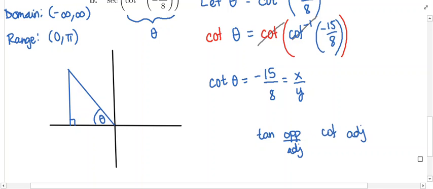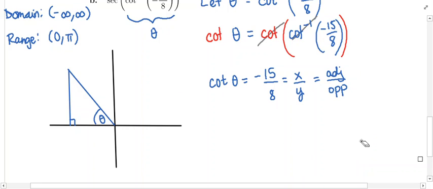So it's the adjacent over the opposite. Okay, so here we go. This is going to be the adjacent over the opposite side. Okay, it does matter where the negative sign goes, whether it goes with the 15 or the 8. That's based on the quadrant.